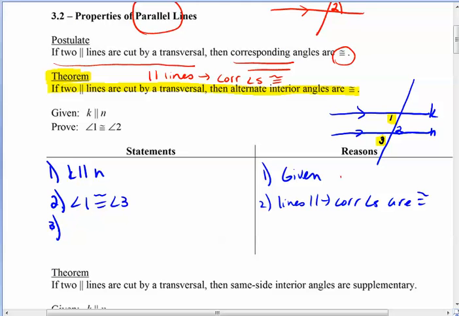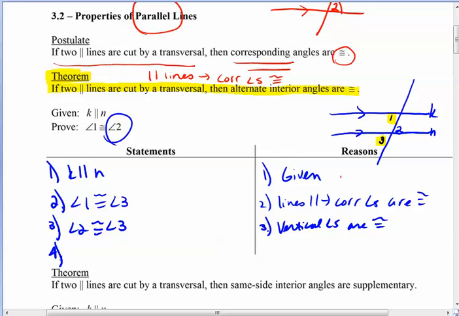Now that's great. I've got 1 and 3 in the works here, but what I'm supposed to prove includes angle 2. So I need to get angle 2 in the works here. And the only thing that I can say with authority about angle 2, given what I know so far, is that angle 2 is congruent to angle 3. Now if you look at the diagram, you'll recall that vertical angles, like angle 2 and angle 3, are congruent.